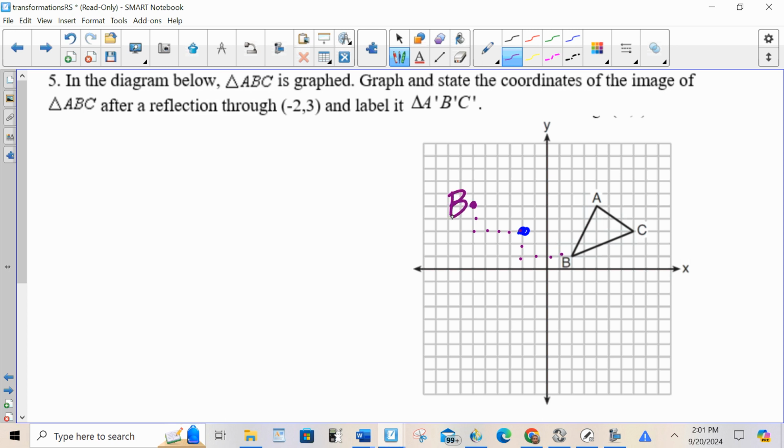That's B prime. A is left 1, 2, 3, 4, 5, 6, down 2. Left 1, 2, 3, 4, 5, 6, down 2. C is left 1, 2, 3, 4, 5, 6, 7, 8, 9. It's a little off the graph. You'll deal with it. Connect them. Oh, no, that's not right. Yes, it is. And that's it. Point reflection, count to the point of reflection, and count the same thing all the way through.